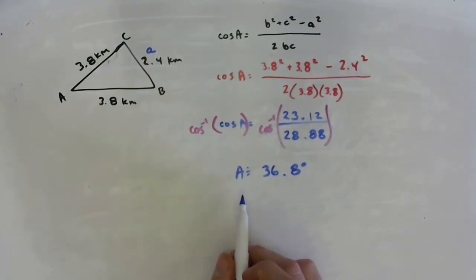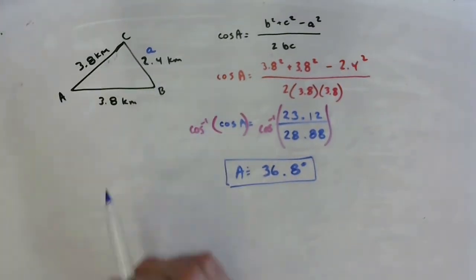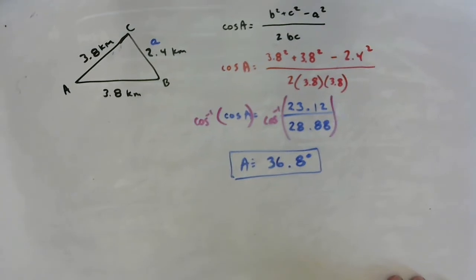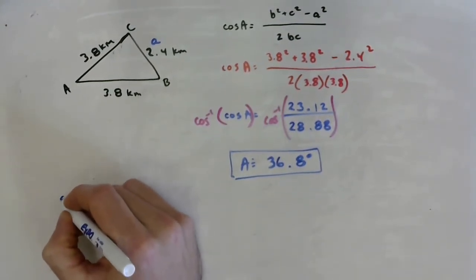Now, we were asked to solve the whole triangle. We only have one piece of it so far. I still have two missing angles. What strategy could I use going forward? Sine law. Okay, good. There's one method I could use. I could go for the sine law.